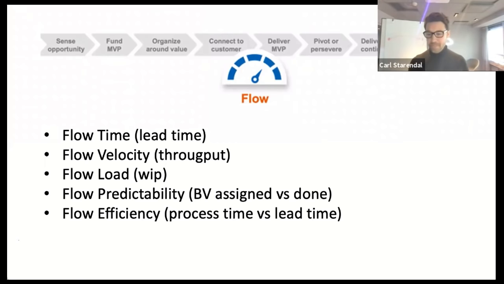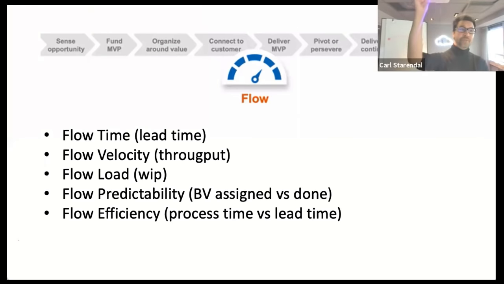And good to keep in mind the terminology here, the specific flow time, flow velocity, flow load, flow predictability, flow efficiency, because in the SAFe and flow framework view, these are new words for lead time, throughput, WIP, process time, lead time, and so on. But I think the packaging from Mik, terminology-wise, is quite smart because there's a thread through the whole thing.